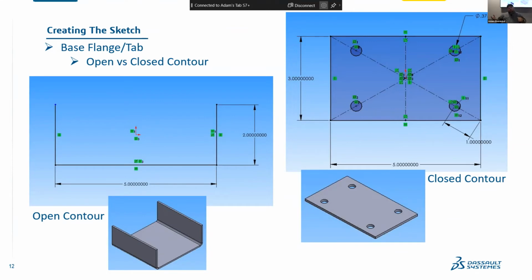Then we go to the right side of the screen and look at the closed contour. This is where we've drawn a rectangle. We put a couple of circles in there. We probably located them on midpoints or dimensions, made everything symmetric about itself. But you see the difference in what it created. One followed the shape of the sketch line because it's open. The other one closed it in like a plate.